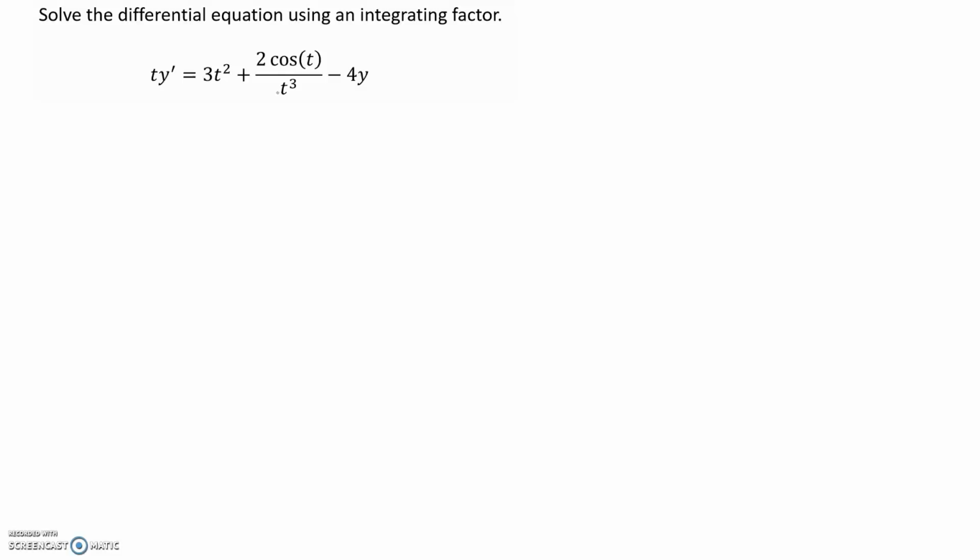So we're asked to solve this differential equation here using an integrating factor. So the first thing is what the equation needs to look like in order to use an integrating factor. The answer is we need to be able to write it in the form y' plus p(t), a function of t, so something with t's in it, multiplied by y, is equal to something else on the other side of the equation, which is exclusively in terms of t.